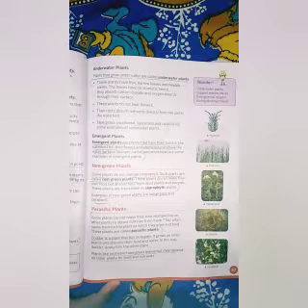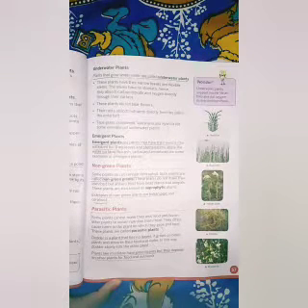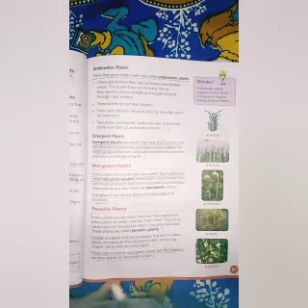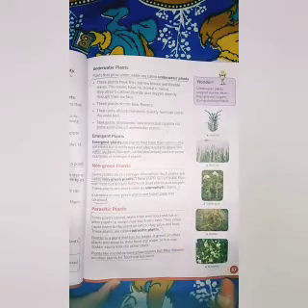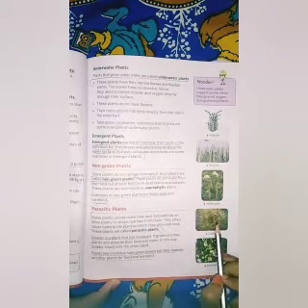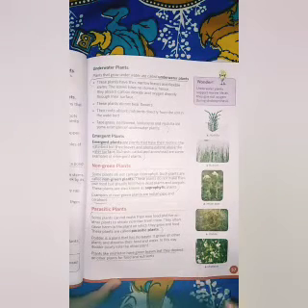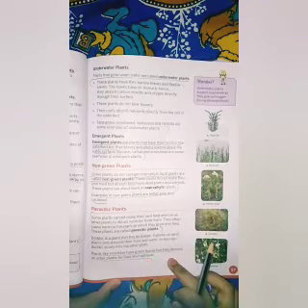Some examples of parasitic plants are dodder and mistletoe. Dodder is a plant that has no leaves. It grows on other plants and absorbs their food and water. In this way, dodder slowly kills the other plant. This is the picture of dodder. And next is mistletoe. Mistletoe has green leaves, but it depends on other plants for food and nutrients.